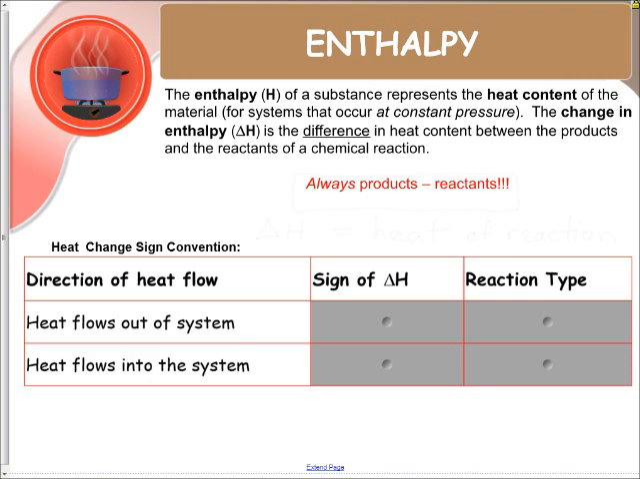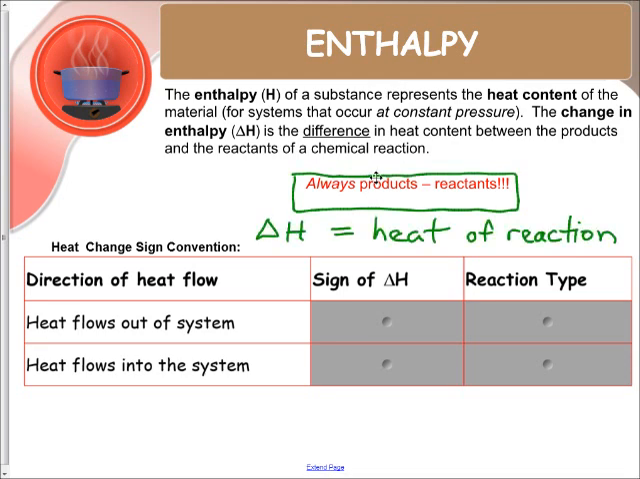Okay, enthalpy, or H, of a substance represents the heat content of the material. The change in enthalpy is the difference in the heat content between the products and the reactants. Okay, it is always products minus reactants for every single chemical reaction you will ever do. Products minus reactants. Okay, now we have also called change in heat, or the delta H, heat of reaction. So keep that in mind as well.